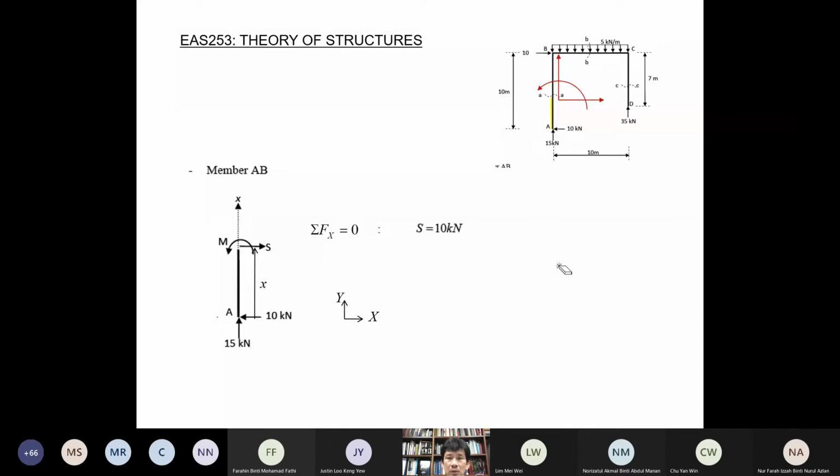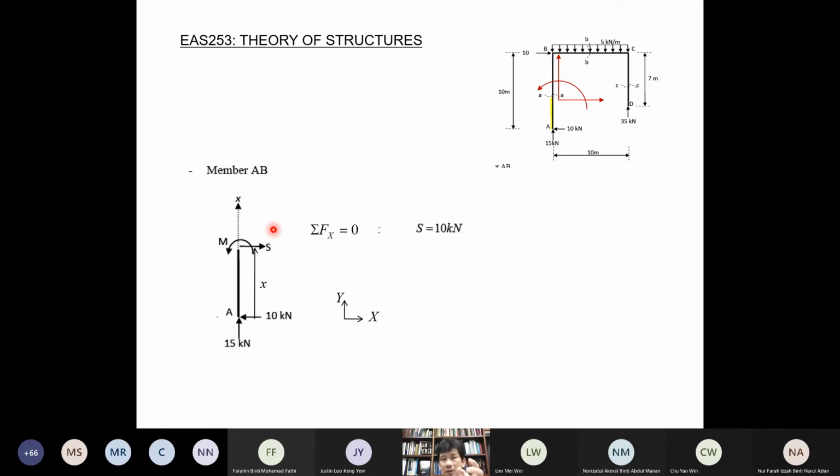So now we have this free body diagram for this part. When you cut through, there must be a shear force and bending moment appearing. So now we indicate this as X, this as Y, and shear now is pointing in the X direction. So we use the equilibrium equation of forces in the X direction to find shear S. From this diagram, we found that S is equal to 10, constant.